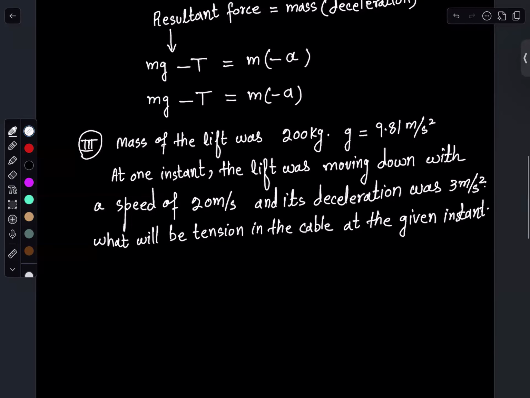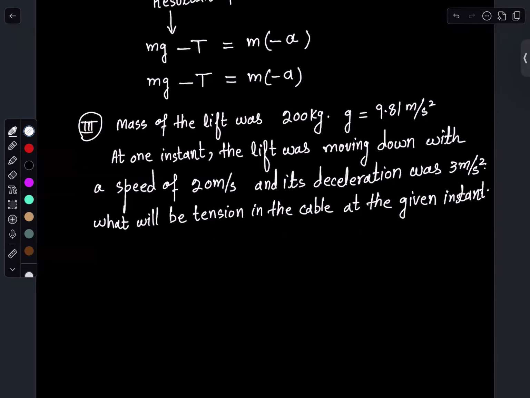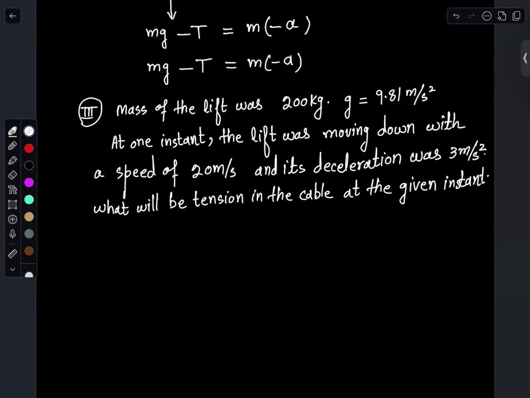Musa, what is the method for this question? So substitute all the values into the equation made in part 1. Basically, it's moving down, it is decelerating, so it will become mg minus T is equal to m times negative a. Why negative a? Because it's deceleration. So mg minus T is equal to minus ma.